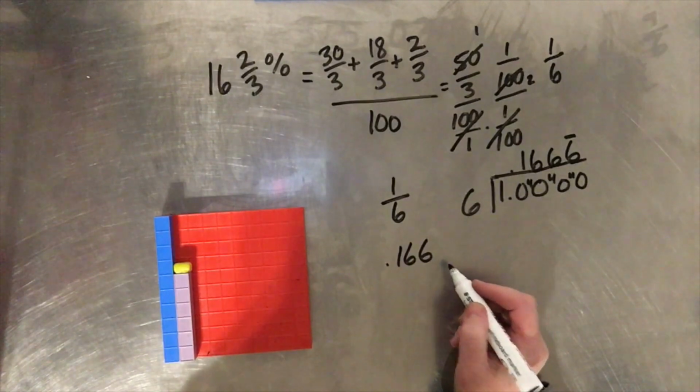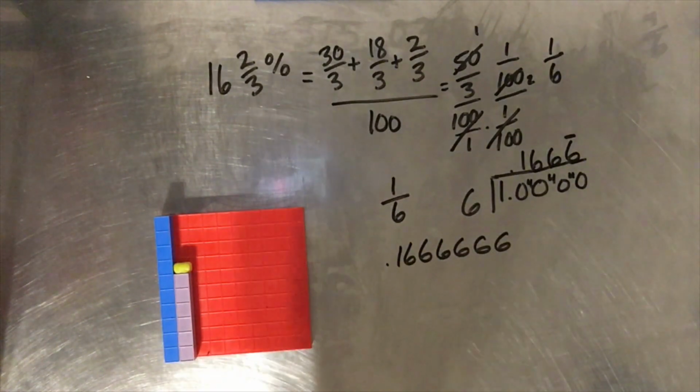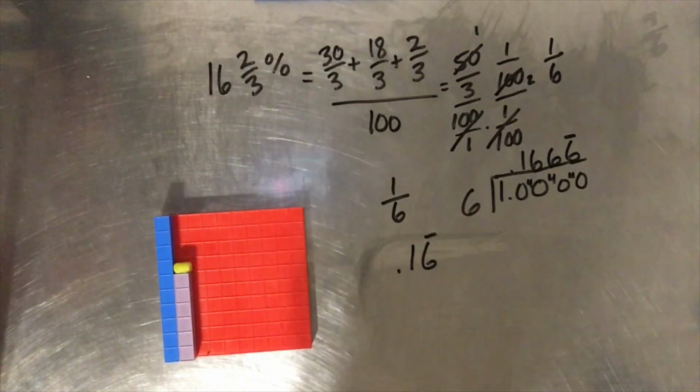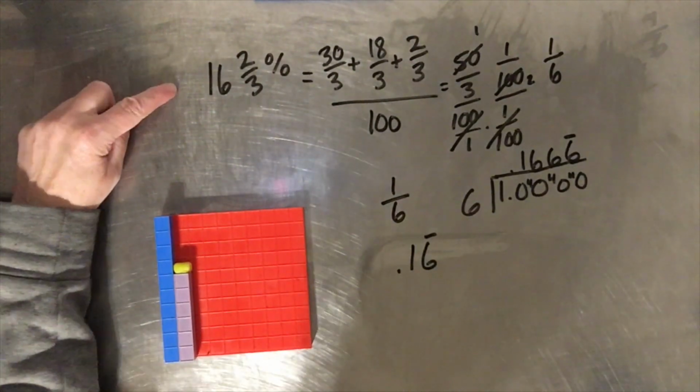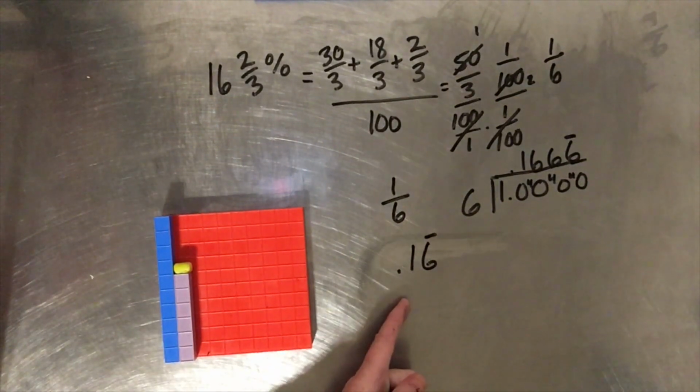So 1/6 is also the same as 0.166, and it can keep going. A simpler way to write it is just 0.16 repeating. So you can go from your percent to your fraction, and then all you do is do your division, and you end up with this.